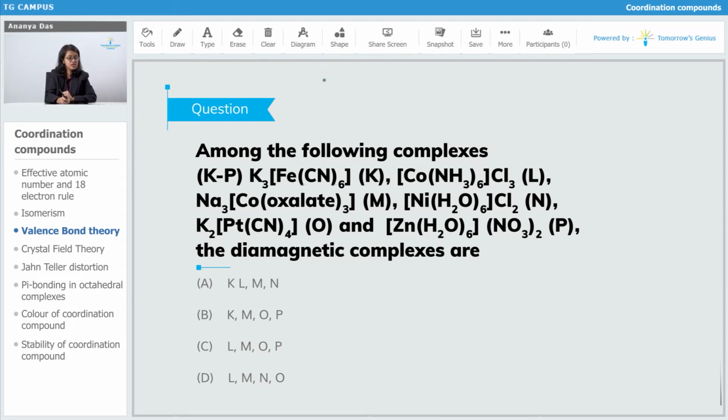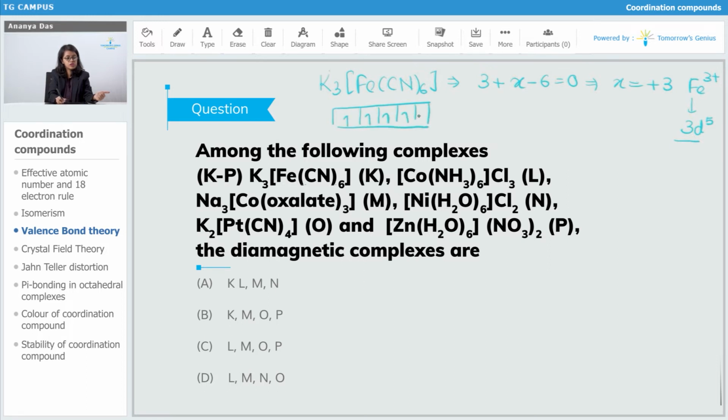So K is K3[Fe(CN)6]. First of all we need to find the oxidation number of iron here. So that will be 3 plus x minus 6 equal to 0. So that means x is equal to plus 3. That is going to be the oxidation state of iron. So iron is going to exist as Fe3+, and if iron exists as Fe3+, it means it has five electrons in the d orbital.